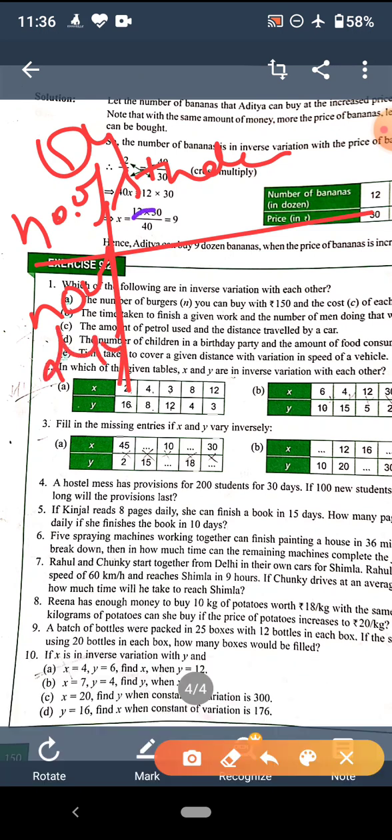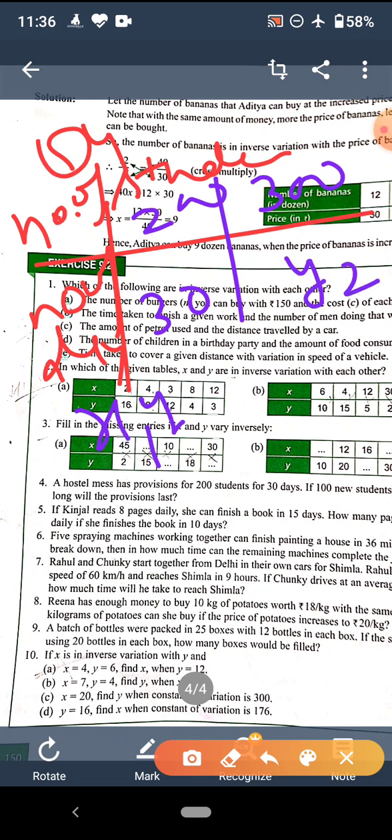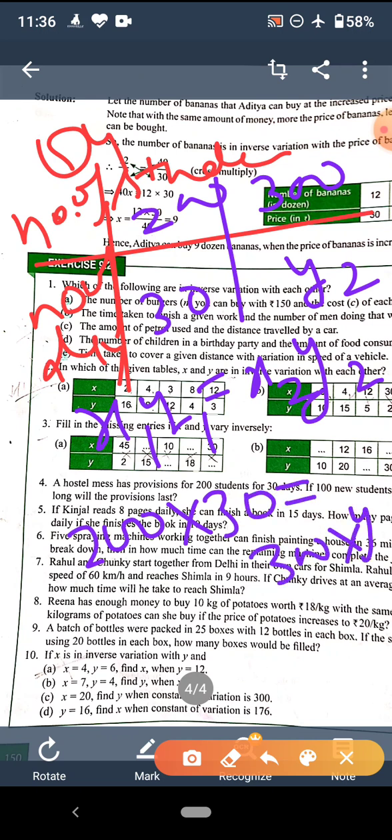number of students are 200, number of days are 30, and 100 new students joined. So now the students are 300. So how many days will the food last? Okay, so let it be y2. So you know the rule, x1 y1 is equal to x2 y2. x1 is 200, y1 is 30, x2 is 300, y2 we don't know.